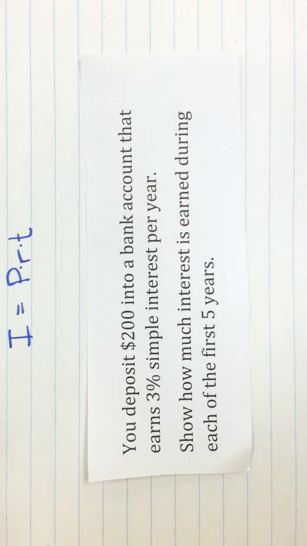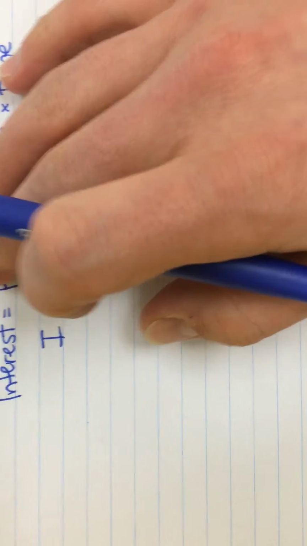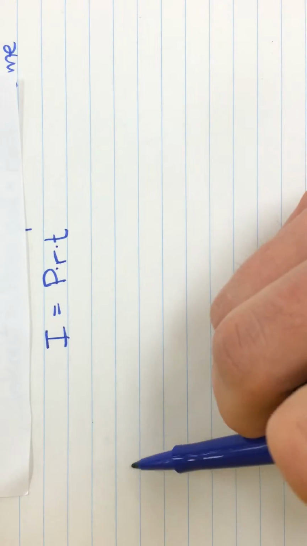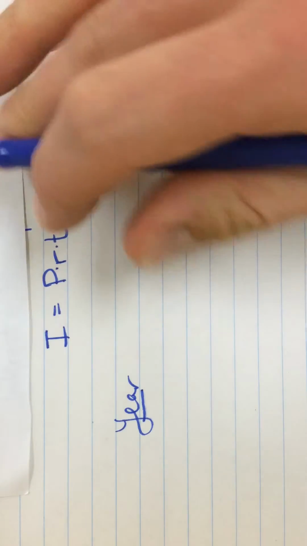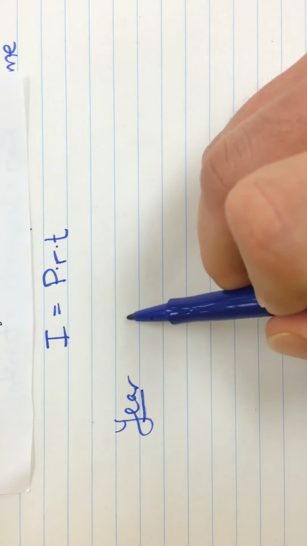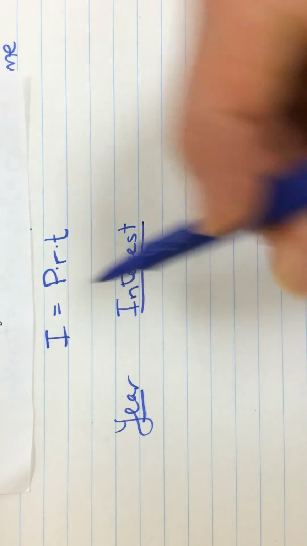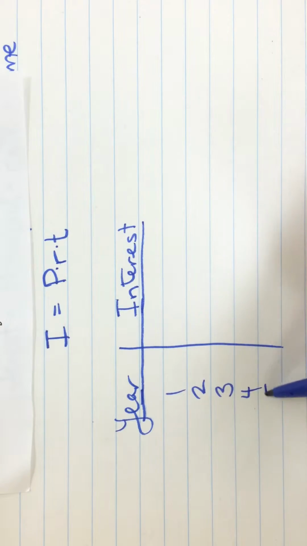So here's one to start with. You deposit $200 into a bank account that earns 3% simple interest per year. Show how much interest is earned during each of the first 5 years. We're going to use this formula right here. So I'm going to make a little chart, and I'm going to keep bringing these words back down here for us. So this is going to be the year, in a little column here. And then we're going to have the amount of interest earned. And we're going to total it up. So in the first year, second, third, fourth, and fifth.